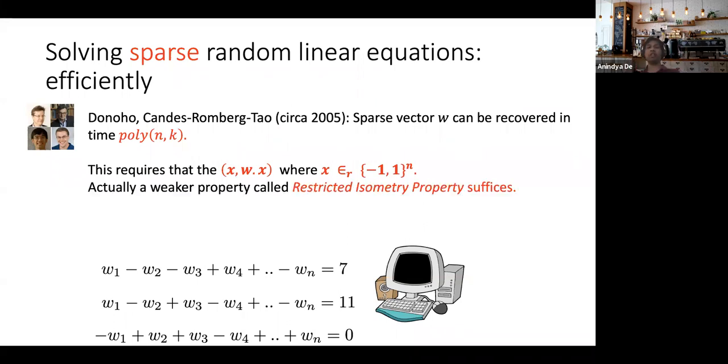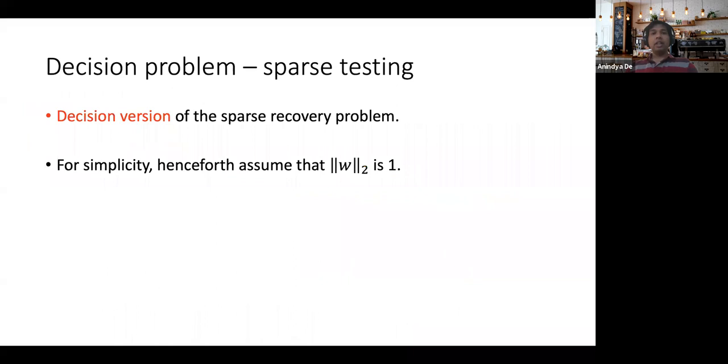I should mention here that while the work of Candes, Romberg and Tao works in our setting, namely the equations are plus minus one random signings of W, actually a much weaker property of the equations is required. They don't need to be, quote unquote, random linear equations. They need to satisfy something called the restricted isometry property, the RIP property. And actually that itself suffices for an efficient algorithm. But we are not interested in the recovery version of the question.